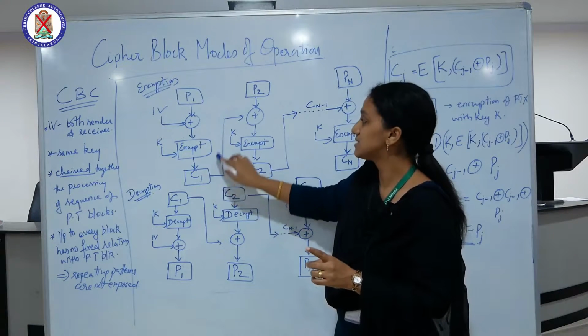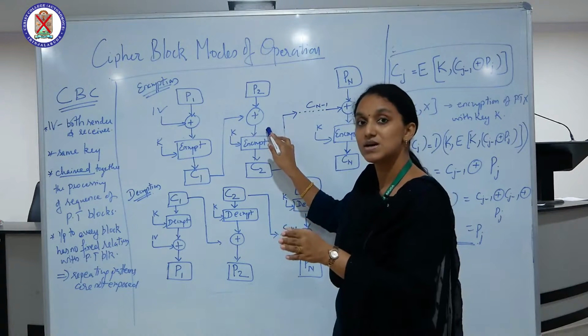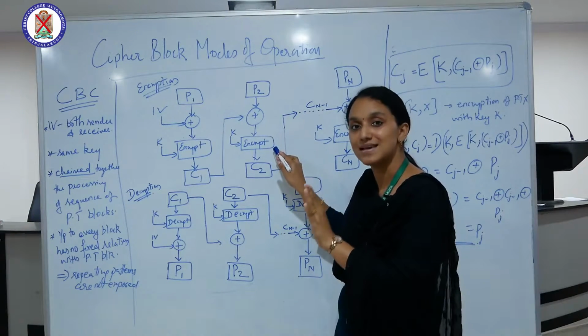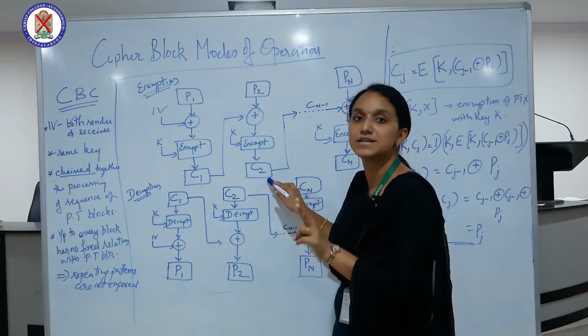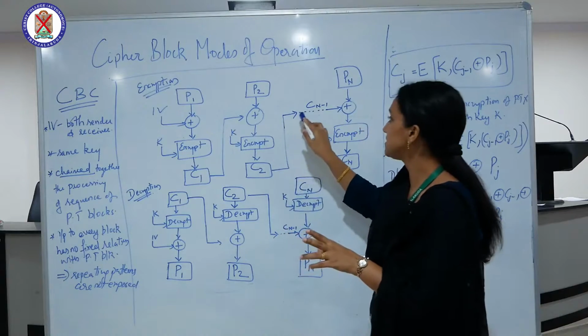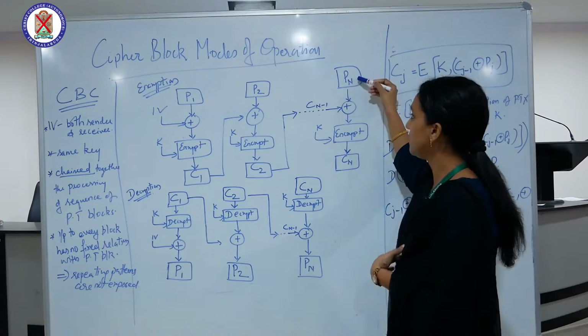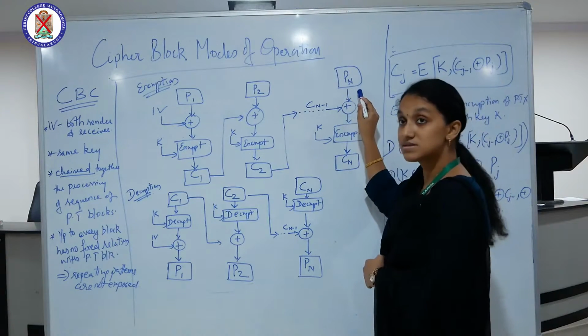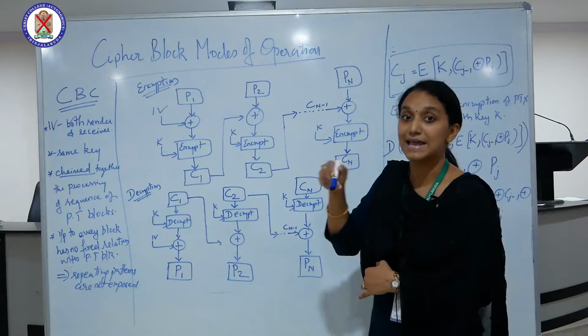Now this C1 is then XORed with the second unit P2 to get the result, which is given as the input to the second encryption algorithm to produce the second ciphertext unit C2. And this repeats till, let it be n blocks or n units. So till Pn, this will happen. So what is being XORed with Pn? The preceding cipher, that is Cn minus 1.